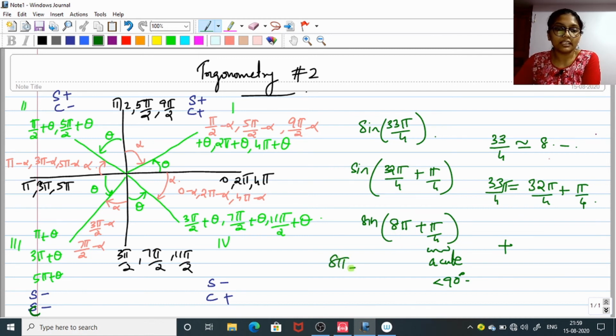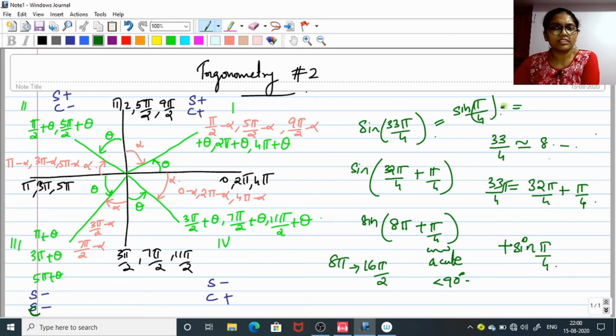See, 8π can be written as 16π/2, isn't it? 16 divided by 2 is 8. There you have π/2 accompanied by a companion 16, which means an even number. So if it is an even number, just copy it down, I mean the ratio can be copied, with the positive sign. And what about this angle? It is π/4. So sin 33π/4 is simply sin π/4. And what is sin 45 degrees? It is 1/√2. So 1/√2 is your answer.